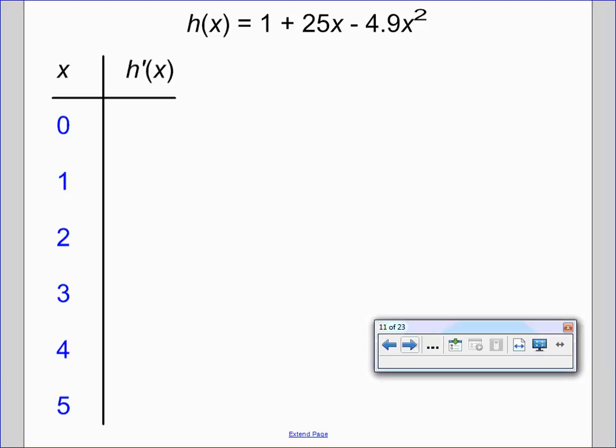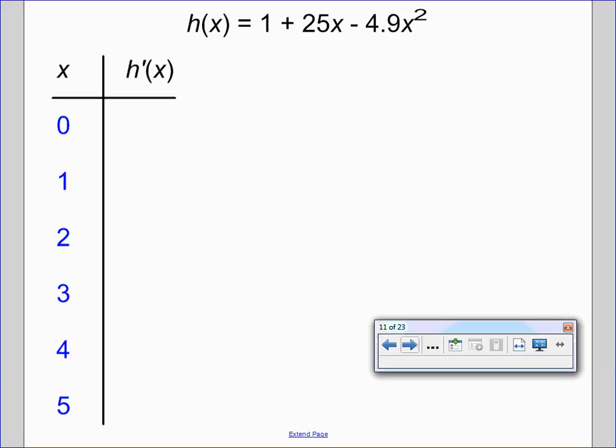Consider the situation. A softball player hits a pop-up. An equation to describe the height of the ball for a given time is h of x equals 1 plus 25x minus 4.9x squared, where x is the time t in seconds, and h of x is the height of the softball above ground in meters. We're going to break up and divide into 6 groups, and we'll number off around the room, starting with x equals 0 as your assigned point.